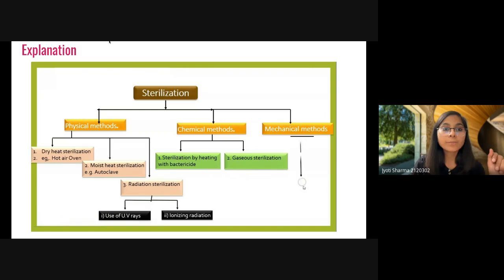Okay, so sterilization has a lot of methods. It can be the physical method, the chemical method, or the mechanical method. And in the physical method, it can be dry heat sterilization, moist heat sterilization, or radiation sterilization. For chemical, we can use bactericide, we can use gaseous sterilization, and a lot more.